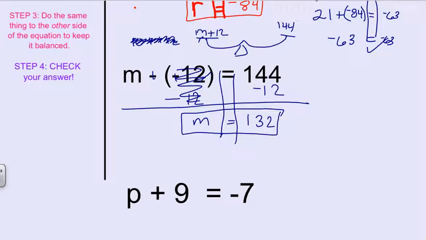Again, the beauty of this mathematics is that I can go back and double check using my check. So I had m minus a negative 12 equals 144. I know that m, we just solved it to be 132. So now I have 132 minus negative 12 equals 144. Minus a negative is like adding the opposite. And now I have 132 plus 10 is 142, plus another 2 is 144. 144 does equal 144, so this checks out.